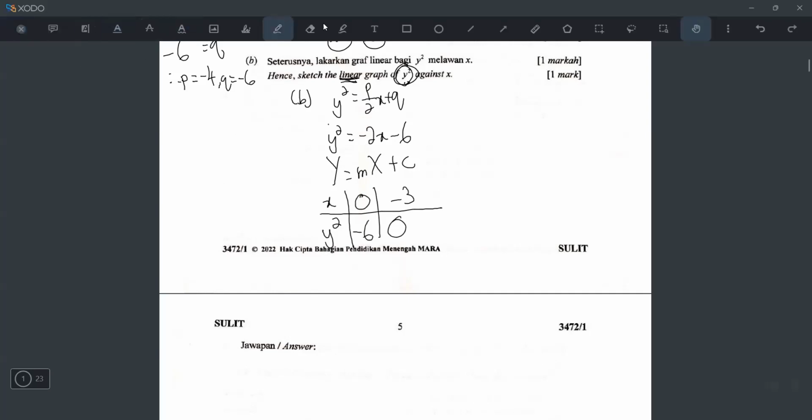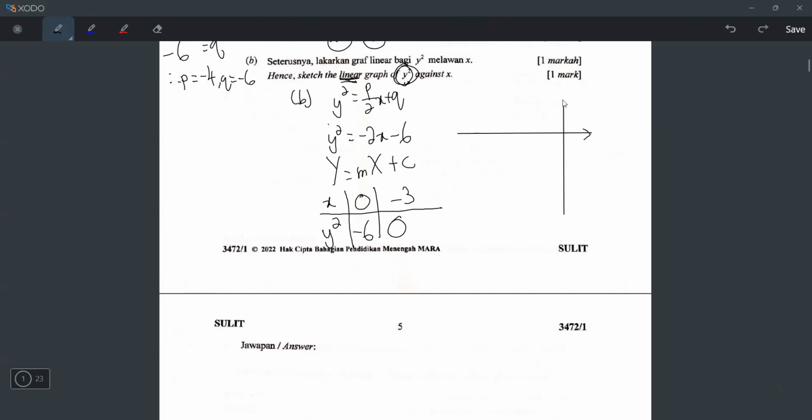Now I can start to draw my graph. So this is my y-axis, this is my x-axis. I already know both points are negative, so everything happens in this quadrant. I won't even bother putting space here. So it will be 0, -6, somewhere here. That's my first point. Then -3, 0, just roughly here.